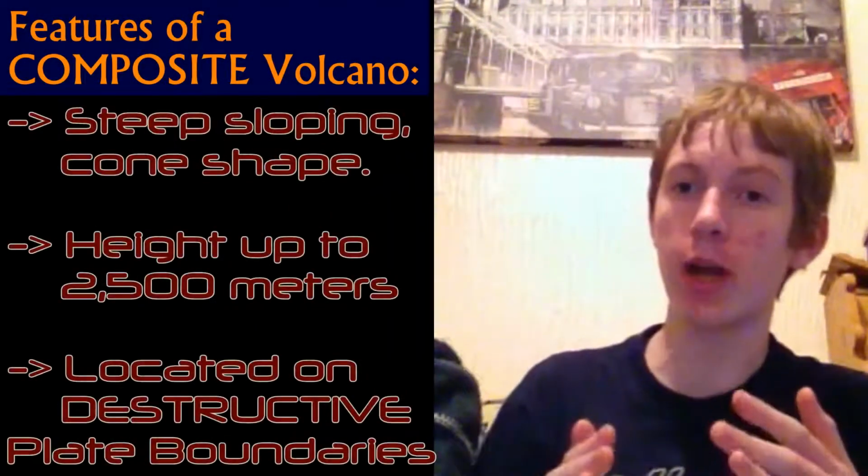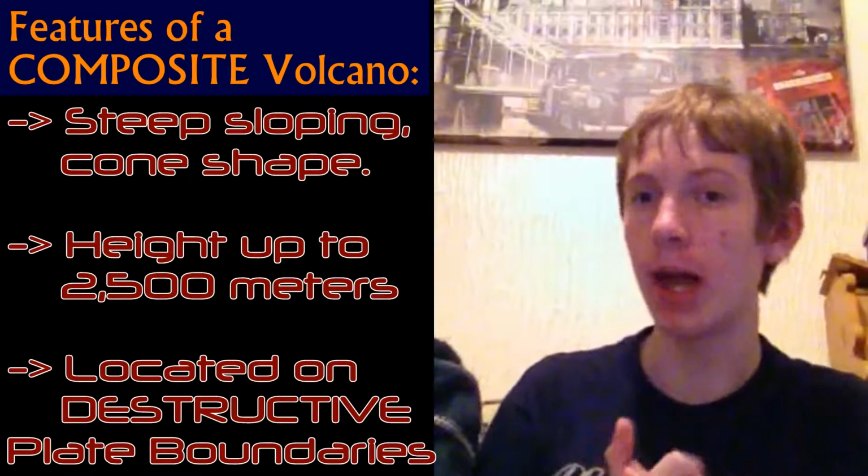Right, I'm going to start off with Composite. Okay, so these are often quite tall volcanoes made up of layer upon layer of ash and cooled lava. They're found on destructive plate boundaries, and do you want to explain how they're formed?